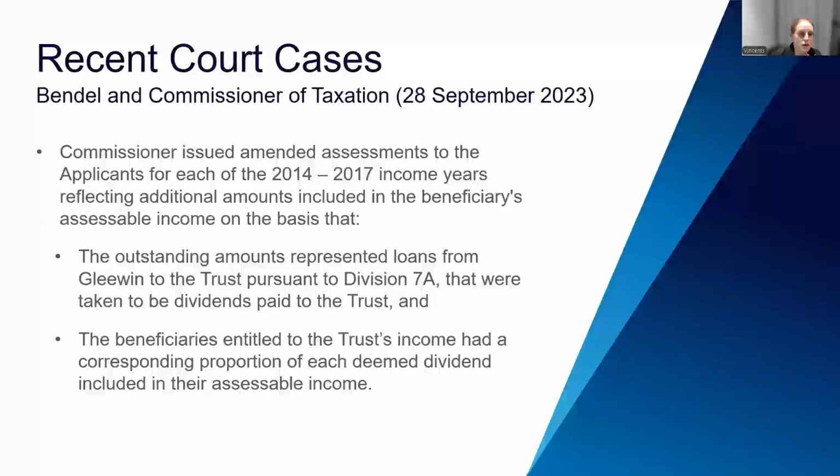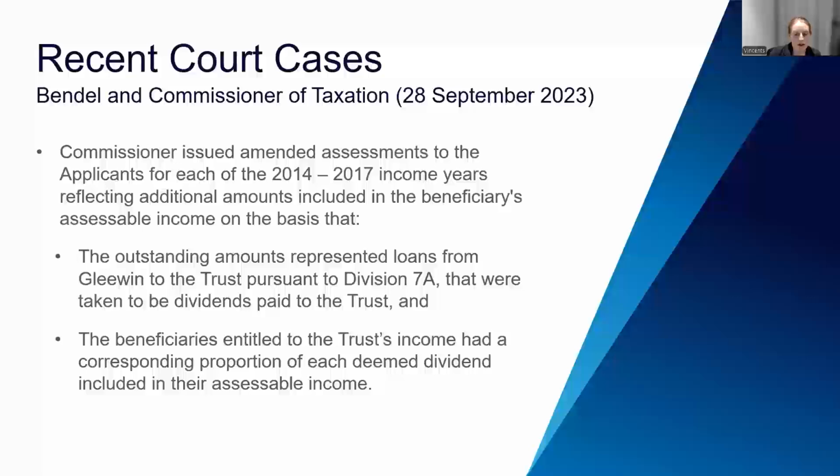So the Commissioner issued amended assessments to the taxpayers for the 2014 to 2017 income years, being the years where the UPE would have been converted to a loan, so converted to a loan in the year following the unpaid present entitlement. And this was on the basis that the outstanding amounts represented loans from Gleewin to the trust pursuant to Division 7A that were taken to be dividends paid to the trust.